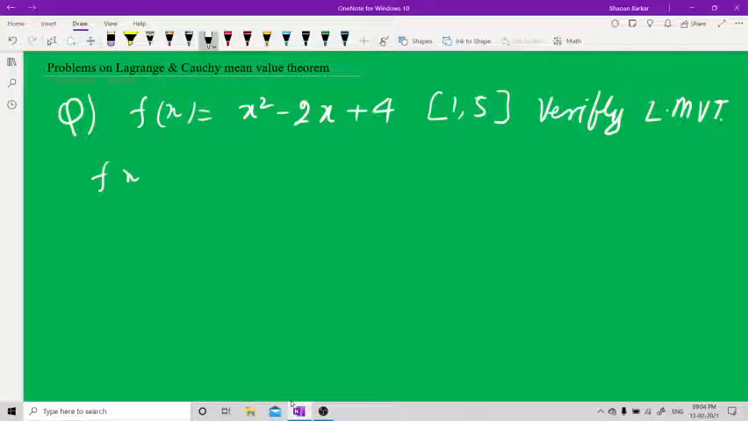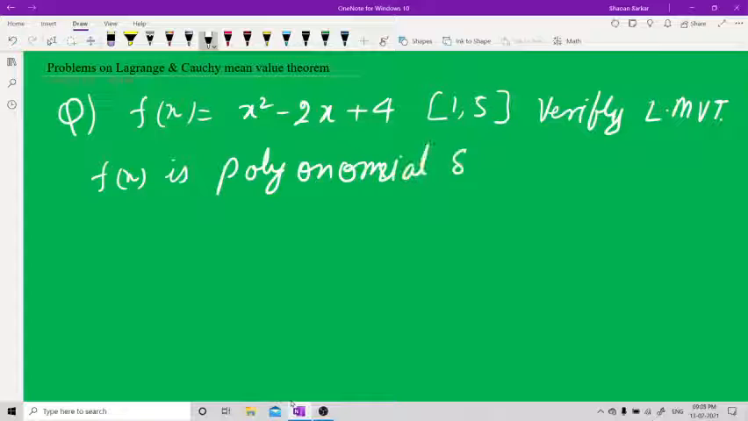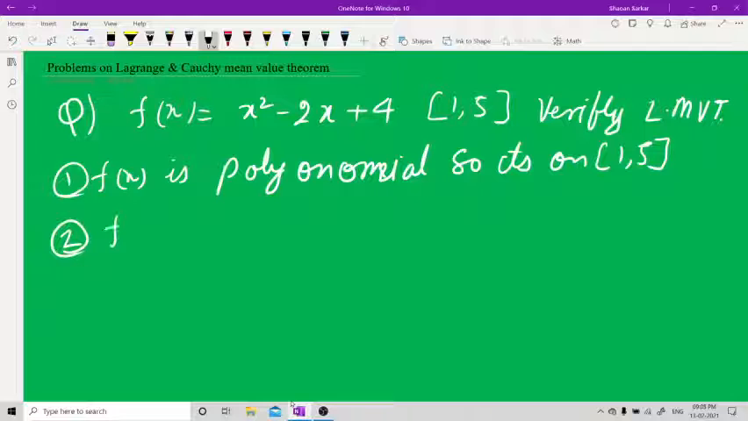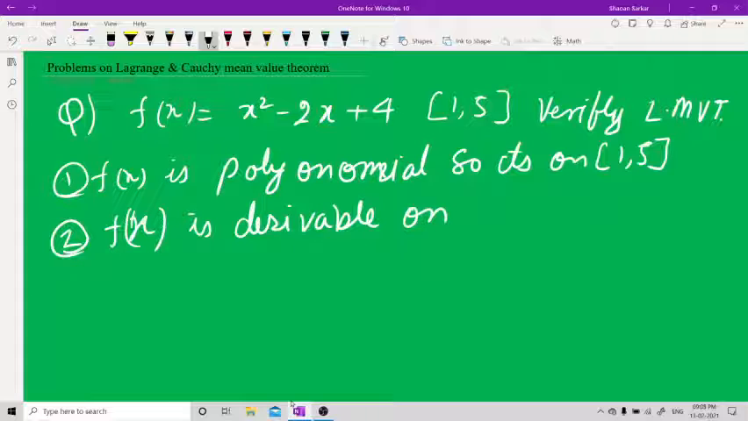So first, f(x) is a polynomial. The first thing we are seeing is that f(x) is a polynomial, so it is continuous on the closed interval [1, 5]. The second point: f'(x) exists, f(x) is differentiable on the open interval (1, 5).